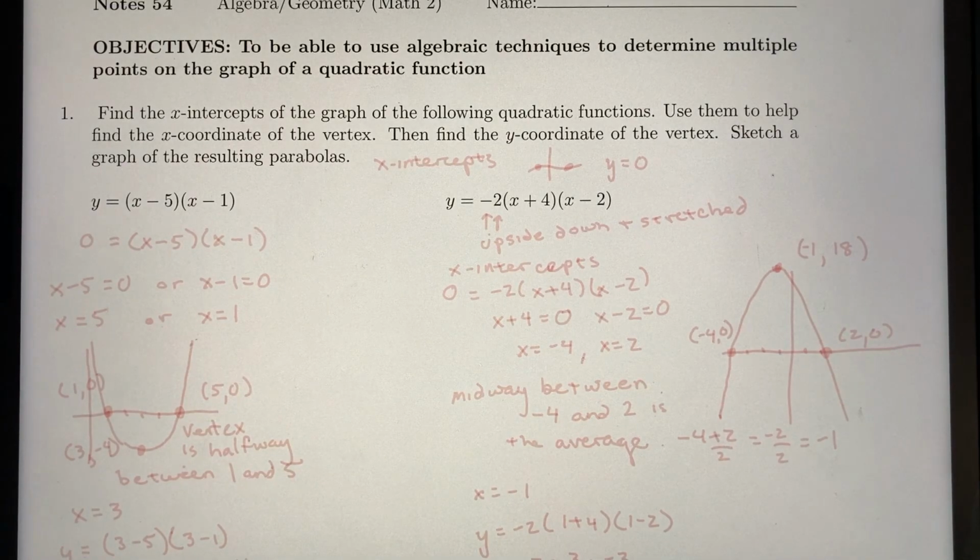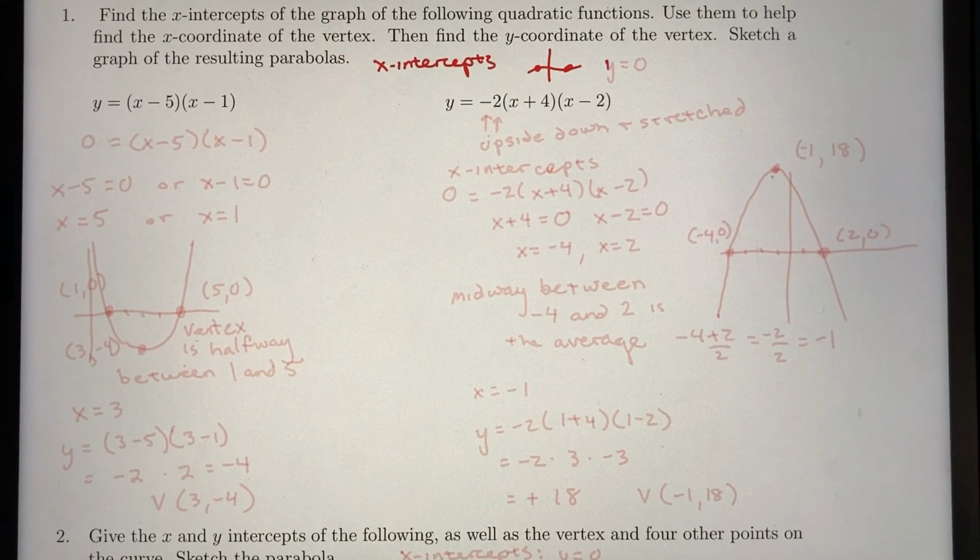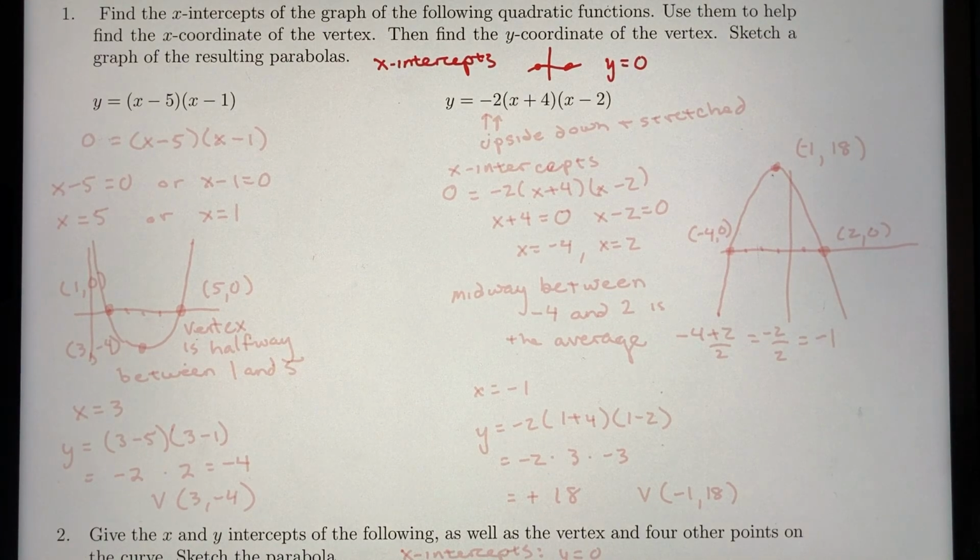So the first thing to notice and write down is x-intercepts hit the x-axis when y equals 0. Okay, so for this problem, 0 is x minus 5 times x minus 1. The nice thing about factored form is that if you multiply two numbers to get 0, one of them has to be 0. So x minus 5 is 0, or x minus 1 is 0. Moving things over.